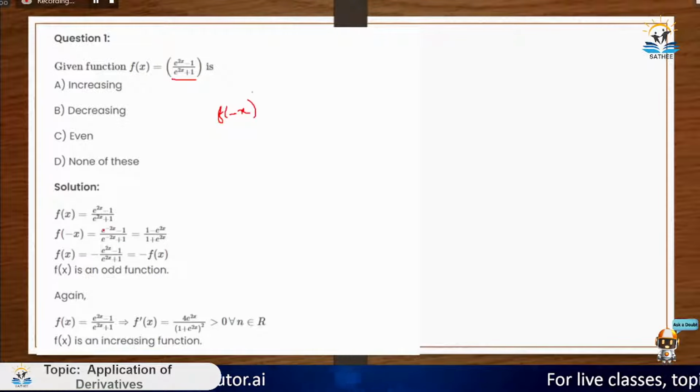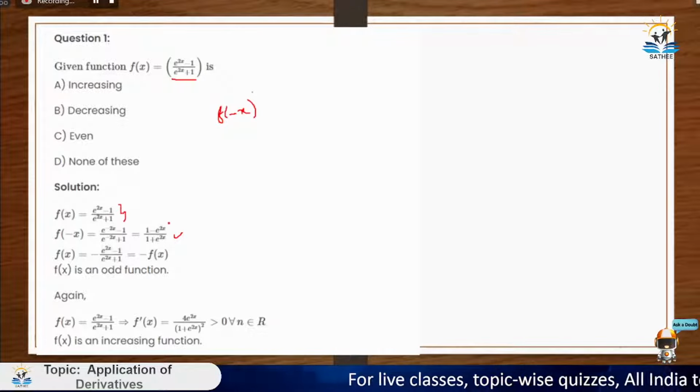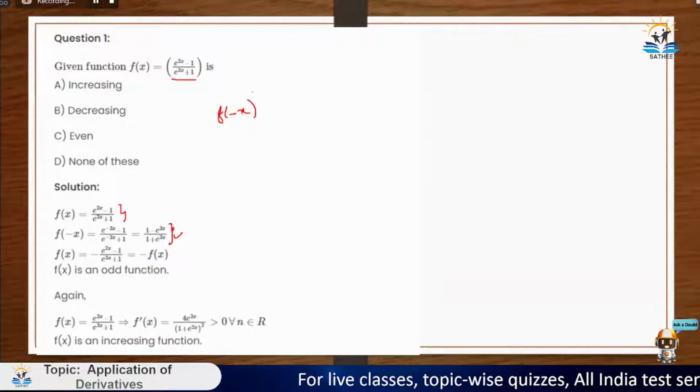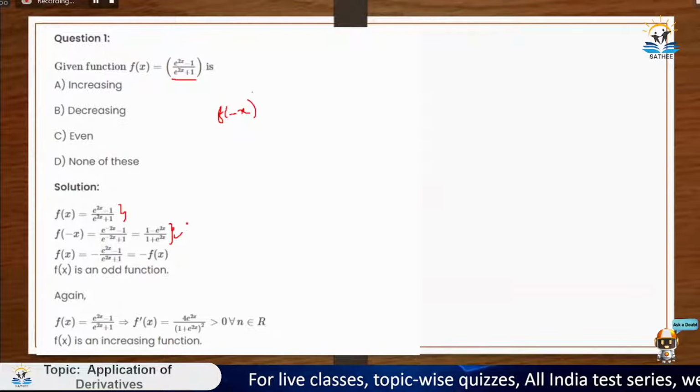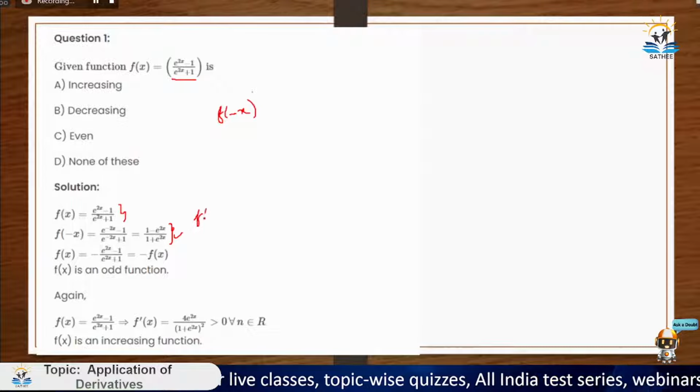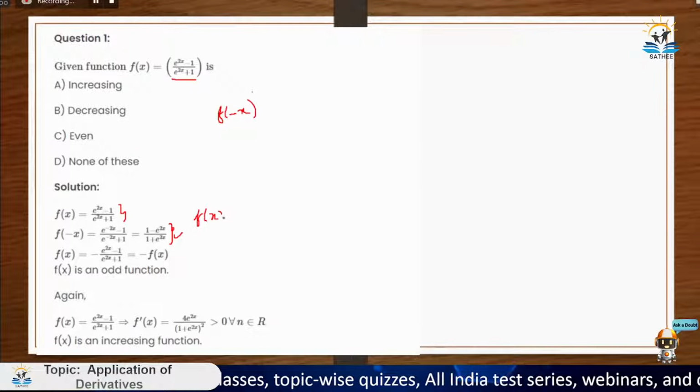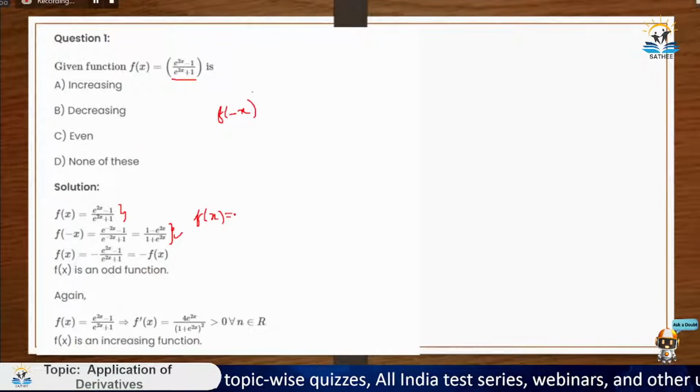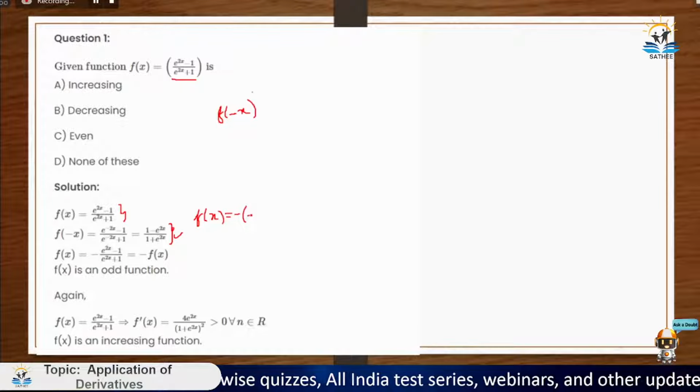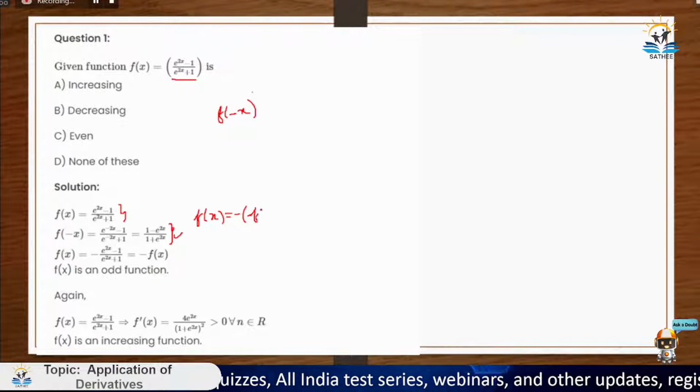So, it would be 1 upon e 2x, 1 upon e power minus 2x. So, when you will take LCM, it would be something like this. So you see that this thing and this thing have only a difference of negative sign. So basically from here you are getting your f x to be equal to minus times minus of f x, f of minus x, sorry.